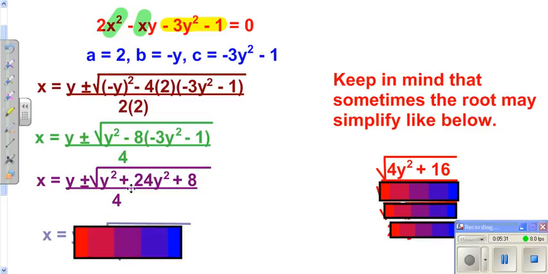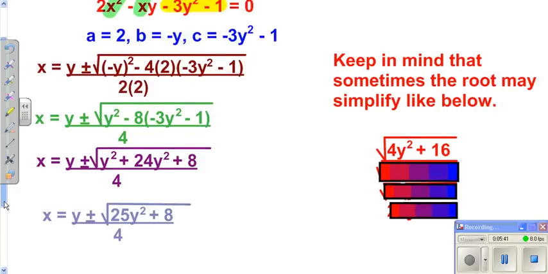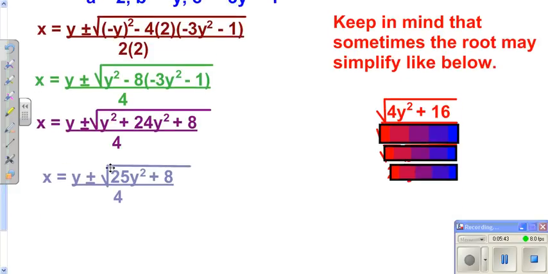You get a y squared plus a 24y squared, so that's your 25y squared. You get your negative 8 times your negative 1, which is your plus 8. Now, you're not able to apply the root to each one of these because there's a plus sign on the inside. So we have to leave it as is and stop.